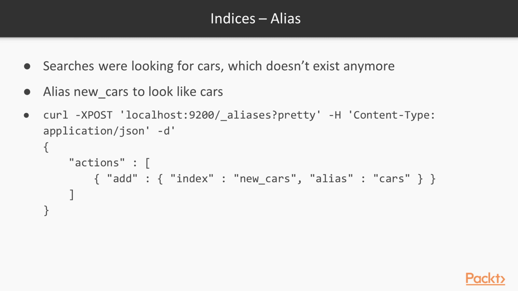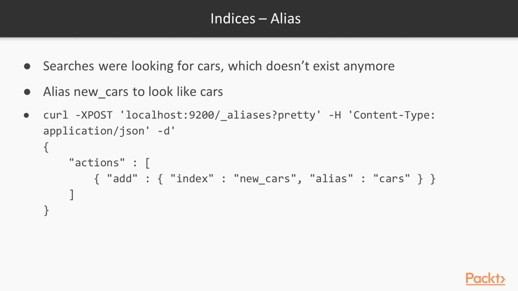Well, in a real production environment, you're probably going to have application clients or API clients that are actively searching against that cars index. So what we now need to do is make them think that cars still exists. So we have two choices. The first is we can re-index again from new cars back into cars and then delete new cars because it was kind of temporary. But imagine if that re-index took 34 hours. You can't really do that. So what we're going to do here is add an alias.